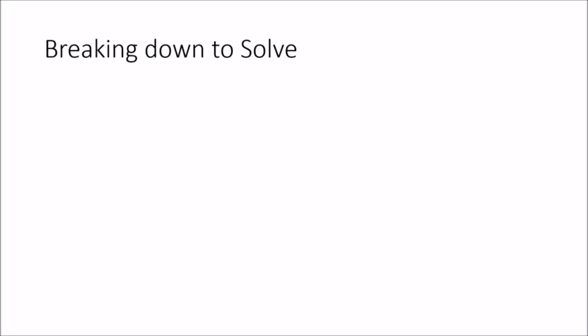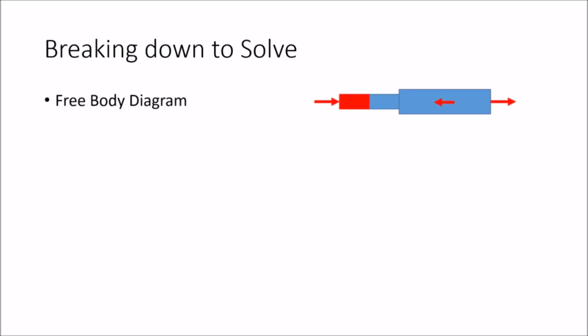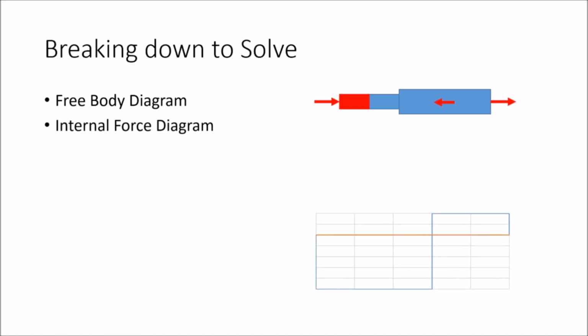Now, when we want to use these equations, we need to break the problem down so it's easier to solve. We need to follow these steps. First, we need to establish the free body diagram for the object. This goes back to basic statics. Then we need to find an internal force diagram, describing the internal loading at each point along this member. We have already done this in the past, but basically we need to find where there is a change in the loading inside the material, and we can make a plot to help us understand this loading.